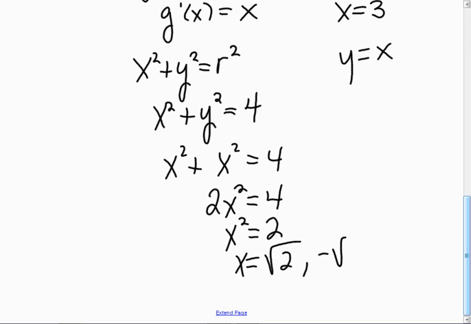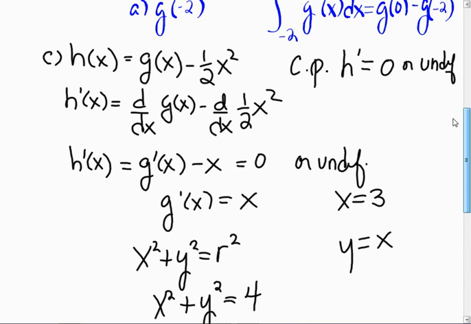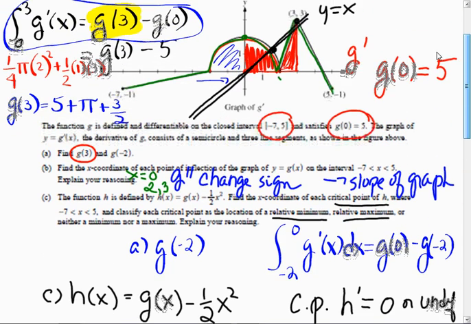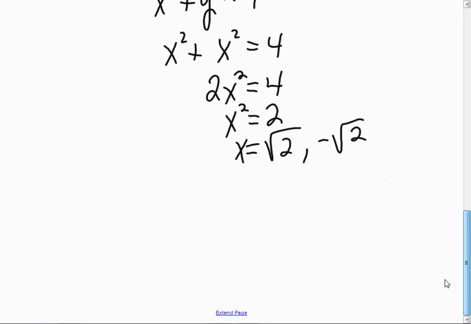Or negative square root of 2. Why can't I have the negative one? Look at your picture. It's only the top half of the semicircle. The bottom half would give me the negative one. So you have to look at the geometry of it. So we get to throw that one out. So the answer is x equal to 3 or square root of 2.